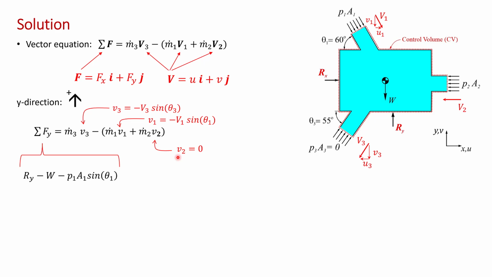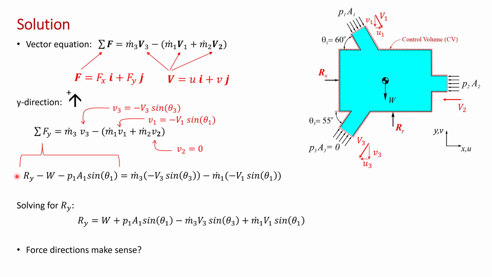So making these substitutions, we get that the sum of the forces in the y direction equals m dot 3 minus v3 sine theta 3 minus m dot 1 and then minus v1 sine theta 1. That looks correct. Now what we can do again is solve for Ry here, and that's what I've done next. You can check my algebra. I'm pretty sure it's correct.